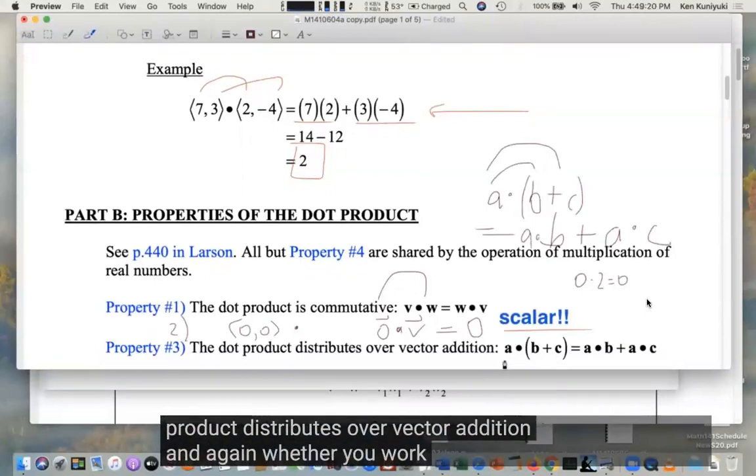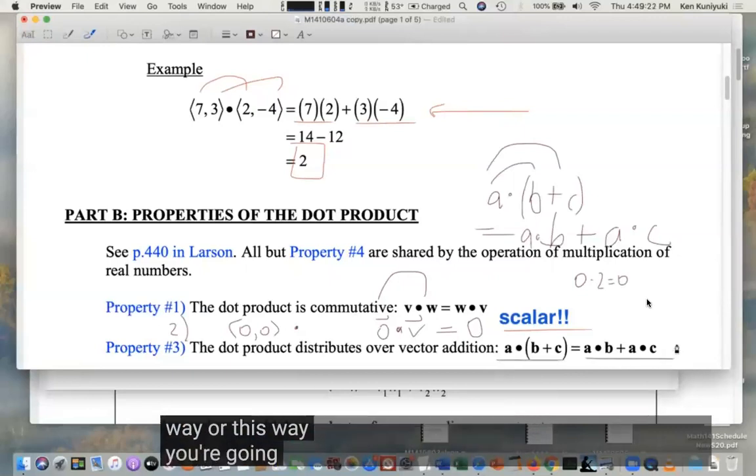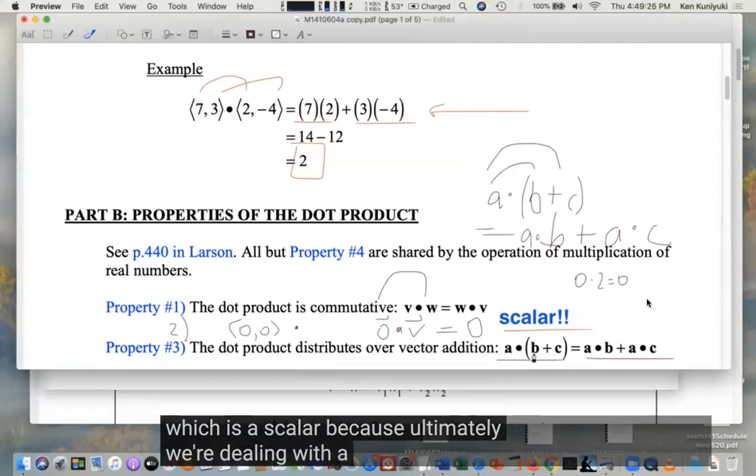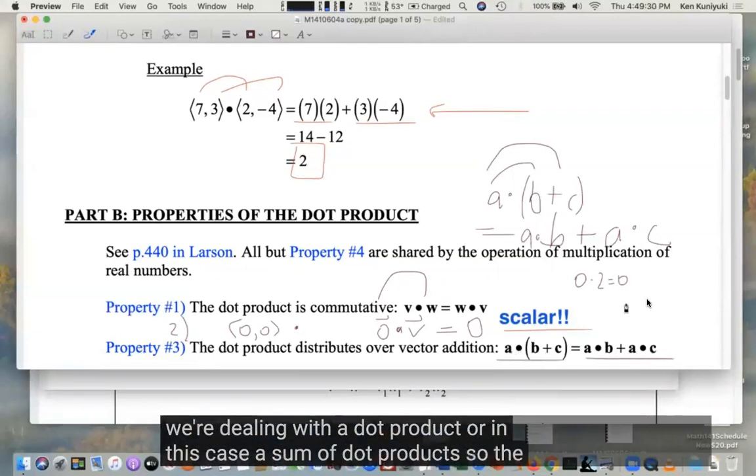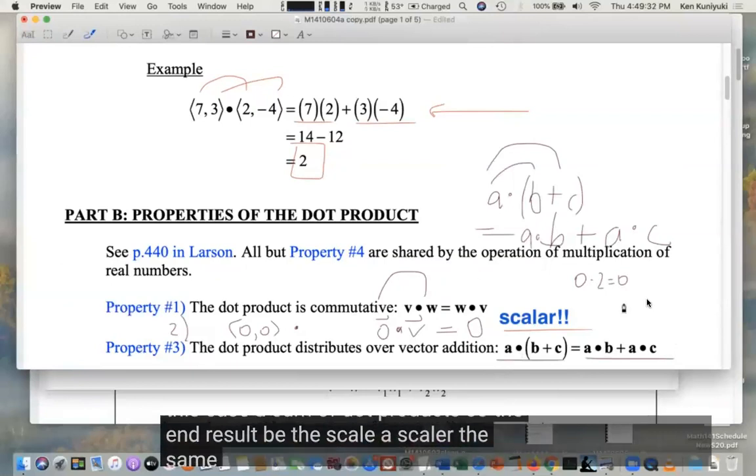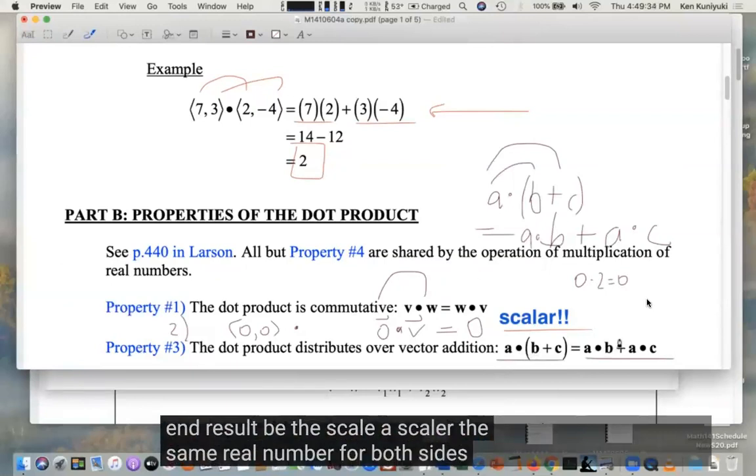And again, whether you work it out this way or this way, you're going to get the same result, which is a scalar, because ultimately we're dealing with a dot product, or in this case, a sum of dot products. So the end result will be a scalar, the same real number for both sides.